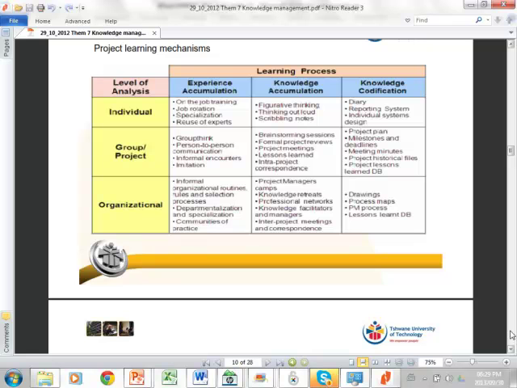Okay, so here are your main project learning mechanisms. Okay, so here we have the different levels of analysis. Because as we've spoken before, on projects we have individuals, we have the group or the team, the project team, and then we have the organizational level, right? And then the three learning processes, or the main learning processes by which we accumulate knowledge is experience, okay?